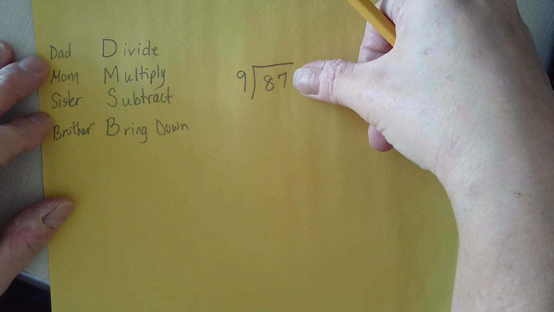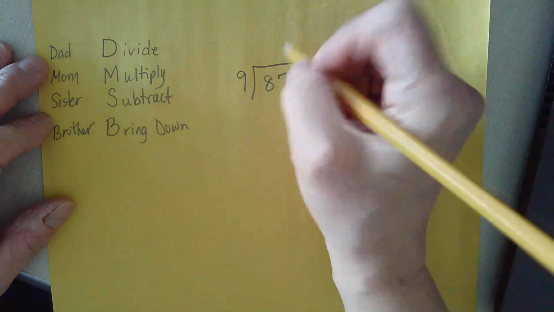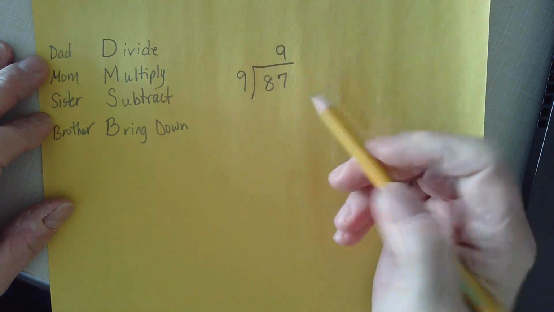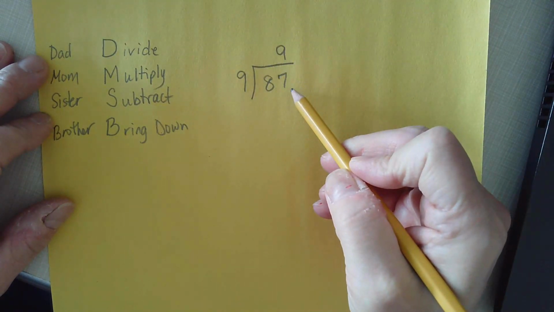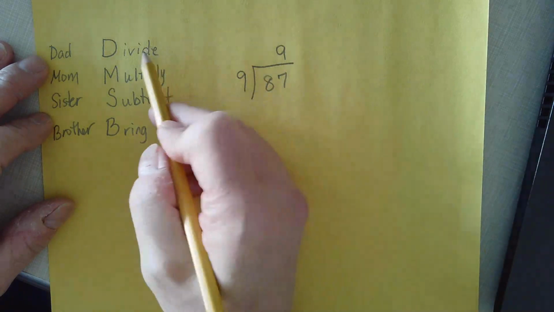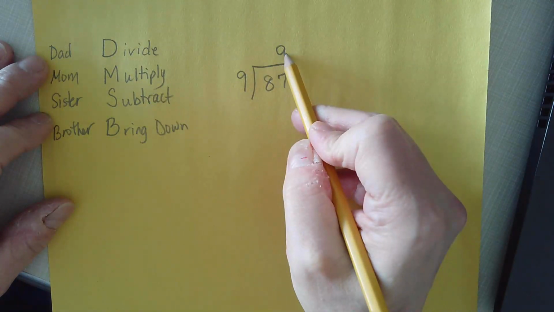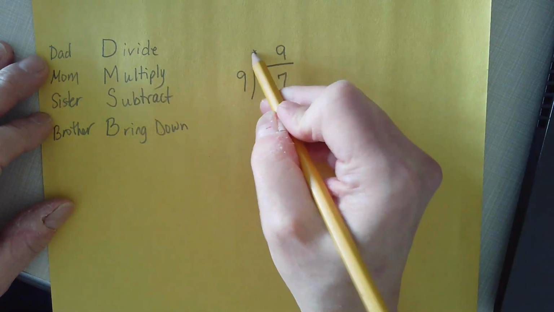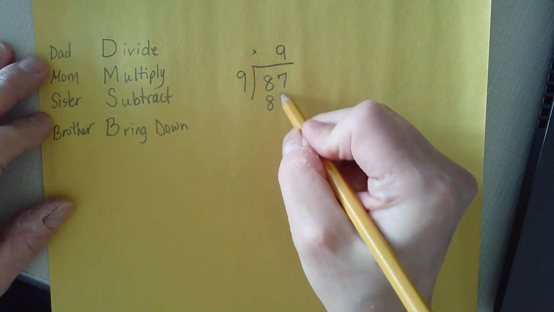Well, we know that 9 times 9 is 81, and 9 times 10 is 90, so we have to go with 81 because 90 would be greater than 87. Now, we just divided 9 into 87. Now we're going to multiply. That 9 times 9 is 81.